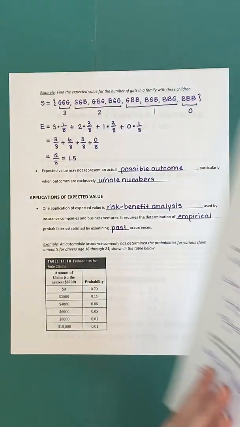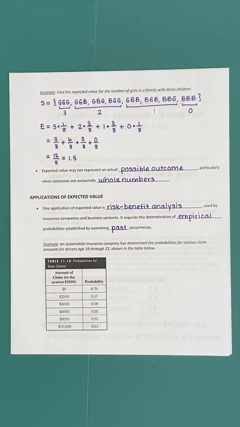Okay, let's look at another example. Find the expected value for the number of girls in a family with 3 children. Now this is going to be a little bit more involved than just rolling a die and spinning a spinner, but we can take the same approach. So where do we need to start?